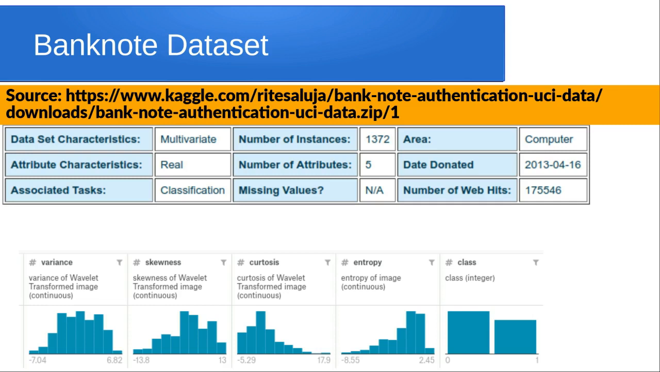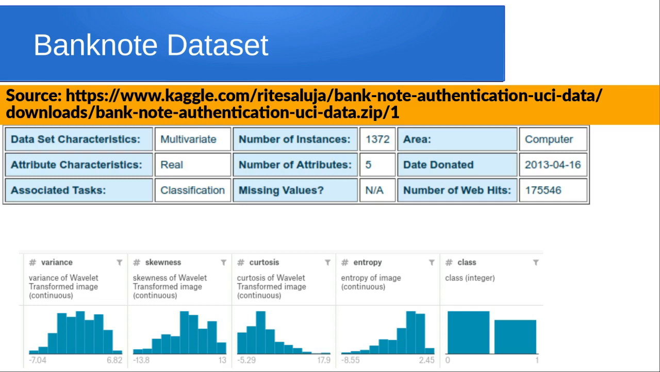This dataset was extracted from images taken from genuine and forged banknote specimens. For digitization, an industrial camera usually used for print inspection was used. The final images have 400 by 400 pixels. Due to the object lens and distance to the investigated object, grayscale pictures with a resolution of around 660 dpi were gained. A wavelet transformation tool was used to extract features from the images.